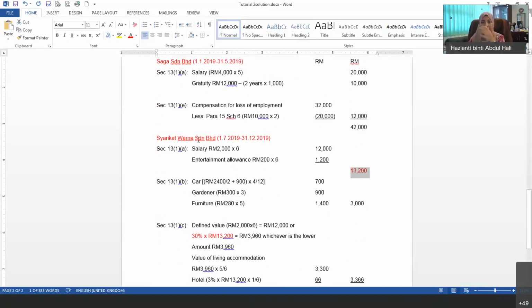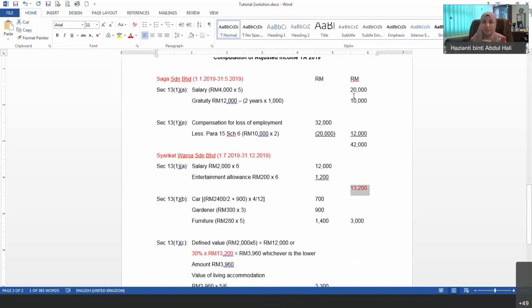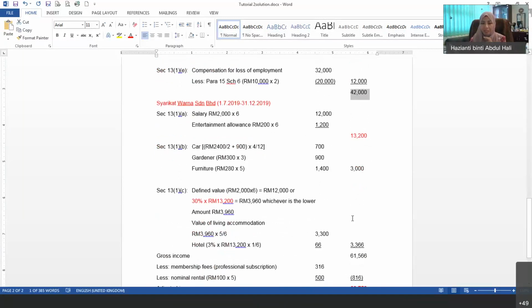So whenever you have an employer who gives you everything, you have to do it according to the employer. Last kali baru you add up. Like this one, this is for Saga, we have 42,000. End of the day, for the gross income, we total up everything: 42,000, 13,200, 3,000, 3,366. So you get 61,566. If you have 3 employers, then you have to do it like this. If all the employers give you a lot of things, then it will be long for your gross income.